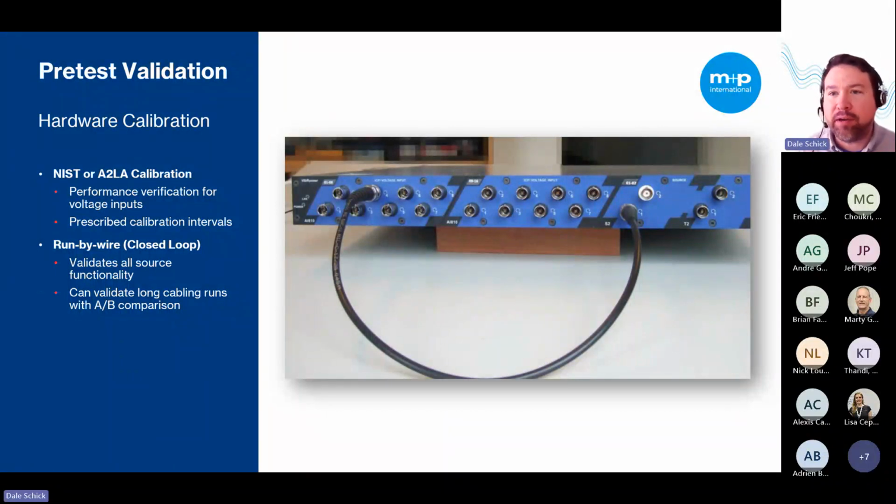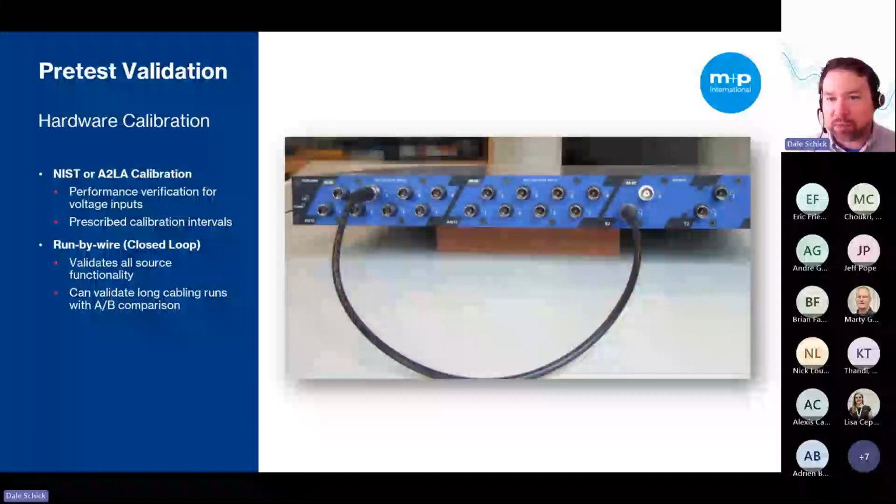After calibration, however, it's best to verify the hardware's connectivity with the overall system in an intrinsic configuration. What I mean by that is to run by wire, or what we call closed loop, in order to verify the source outputs. You would run a short cable from each source to each input, just as you would to verify the loop. Just as I show here, you'd be running a single wire for each particular source. So if you have 24 sources going to 24 separate inputs, you'd have 24 of these cables set up from the sources to the inputs.